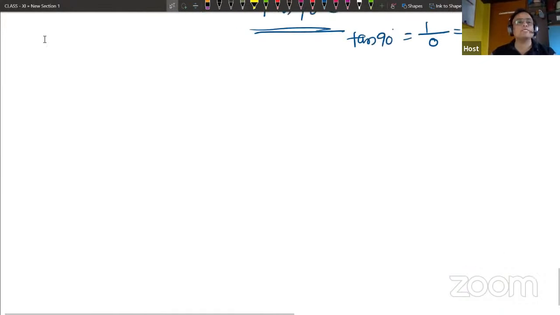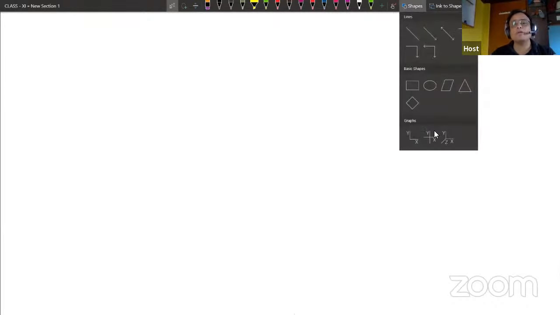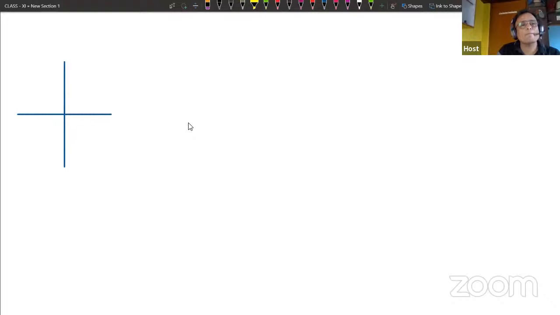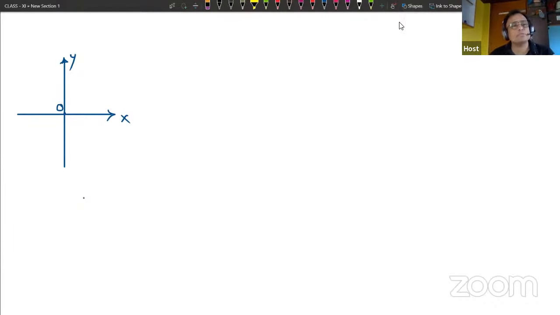Dear students, let me go through one more concept now. Today, we'll discuss the slopes of different lines. I'll draw some very small basic diagrams first. X-axis and Y-axis, and this is the origin. Now suppose this is the line. We have to find out the slope of this line.